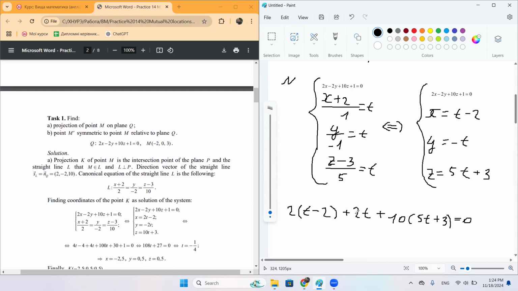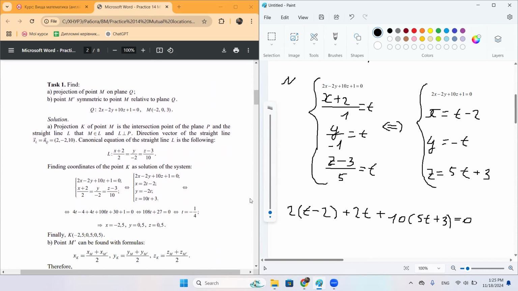So 2 plus 2. You forgot about plus 1. Yeah. Thank you for your attention. It's important. Plus 1. Okay, so 2t minus 4 plus 2t plus 5t plus 3t plus 1, and it equals 0.